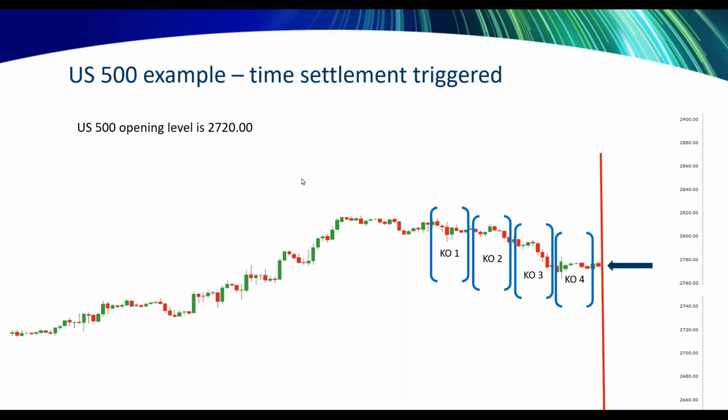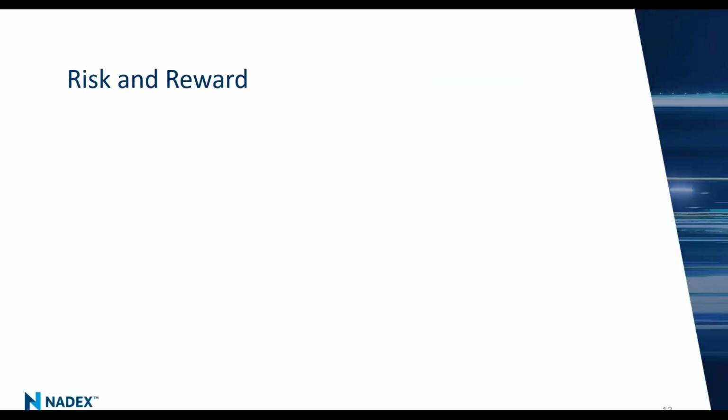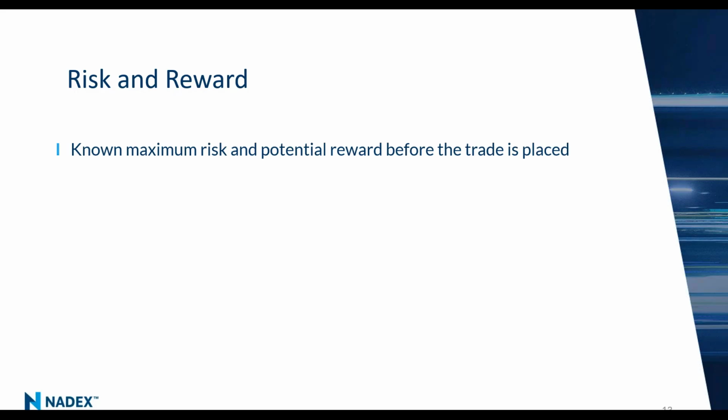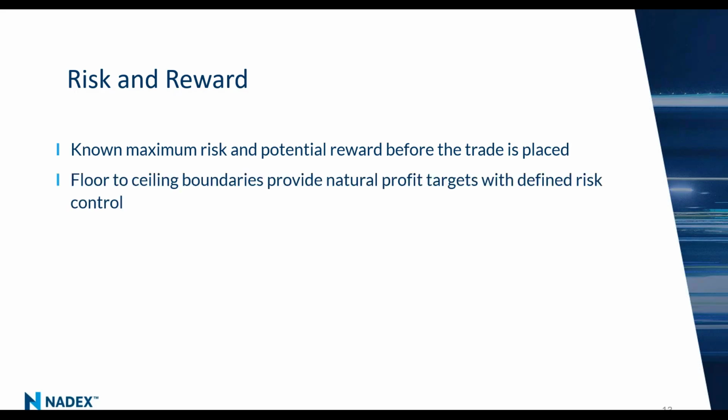This is a way for people to take a directional play on the price of an underlying asset and have some clear, distinct boundaries around it. So let's talk about that risk and reward. We know what your maximum risk or reward is before you enter a trade. If you buy it, it could go up to the ceiling and make maximum profit. You buy it and it goes down, touches the floor, you're experiencing maximum potential loss.